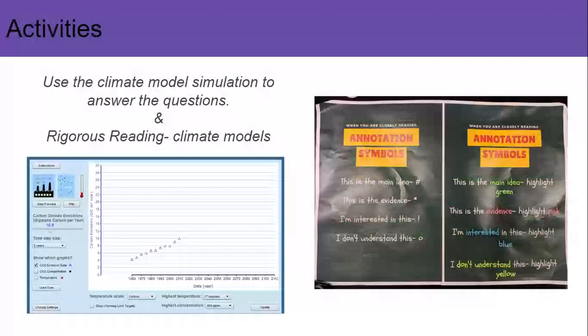And then the activities related to climate modeling. If you follow the links on your Google Doc, there's a climate model simulation, and there's a series of questions that follow that simulation about how the carbon dioxide emissions change over time. And then there's a reading, which we're going to do rigorous reading on, about climate models. So using the annotation symbols, the literal and inferential questions that follow are also on your Google Doc.